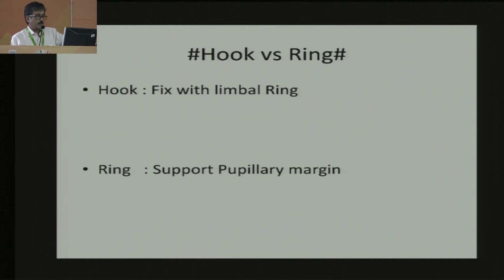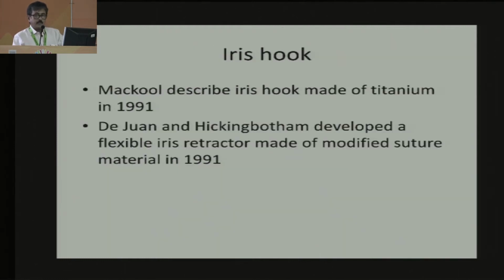There are a lot of devices, iris hooks and rings. The fundamental of the hook is that it fixes the iris or pupil with the limbal ring. It is the strongest way to fix the iris or pupil margin, while the ring only supports the pupillary margin. So in severe IFIS, an iris hook is always better than the ring. It was described by Mackool in 1991, as a titanium one-hook, and later a reusable one by Dejong.